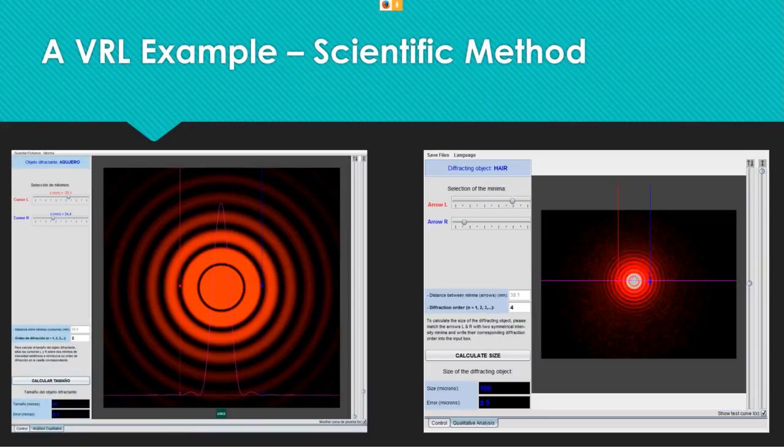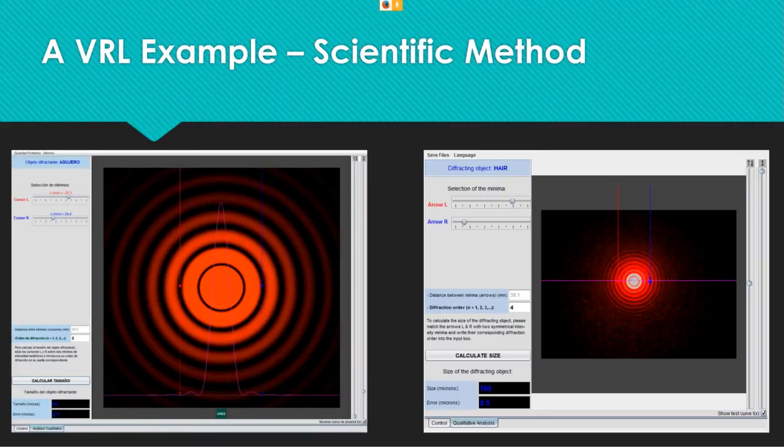So in this slide, you have in the left part the application for the virtual lab. This is a laboratory on diffraction of light. So students watch the diffraction pattern of an object. And on the right side, we have the application for the remote laboratory of the same effect. In this case, this is the diffraction pattern given by a small circular hole through which you make go a laser beam.